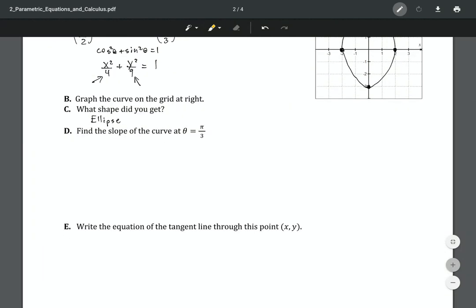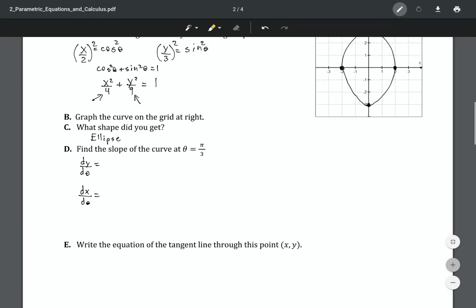It says find the slope of the curve at theta is equal to pi over 3. So what we're going to do here, if I want to find the slope, remember, how do I find the slope? I have to take the derivative. So I'm going to have to take the derivative first, the derivative with respect to theta. The derivative of y with respect to theta, and then the derivative of x with respect to theta.